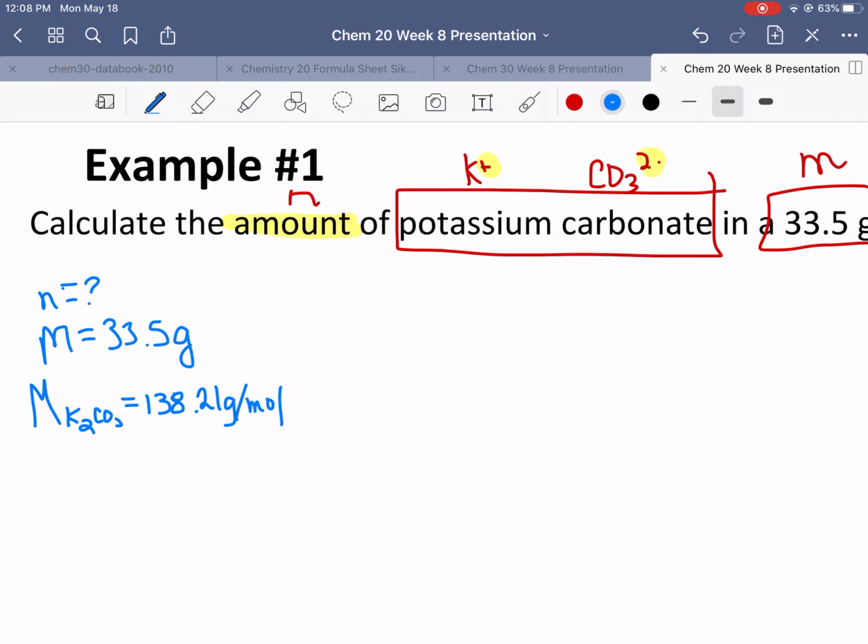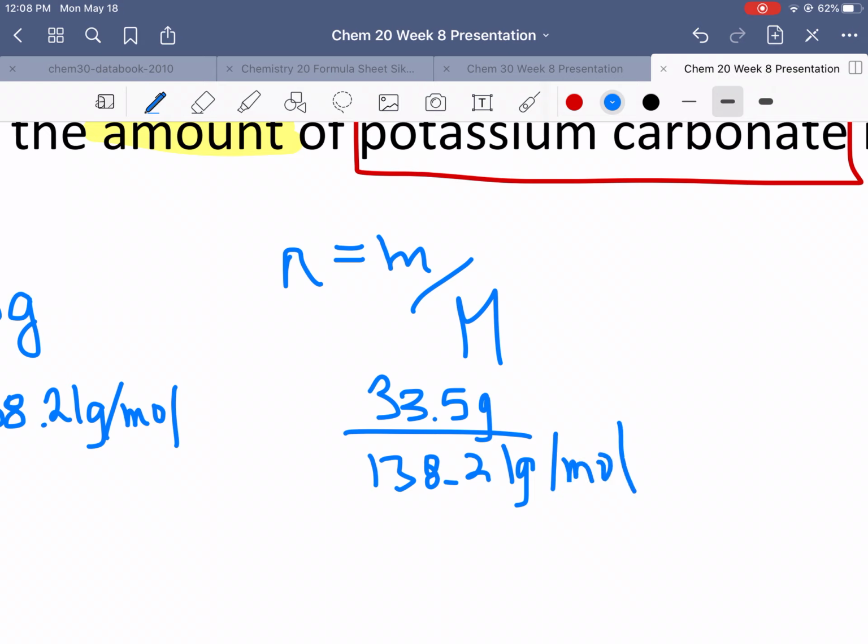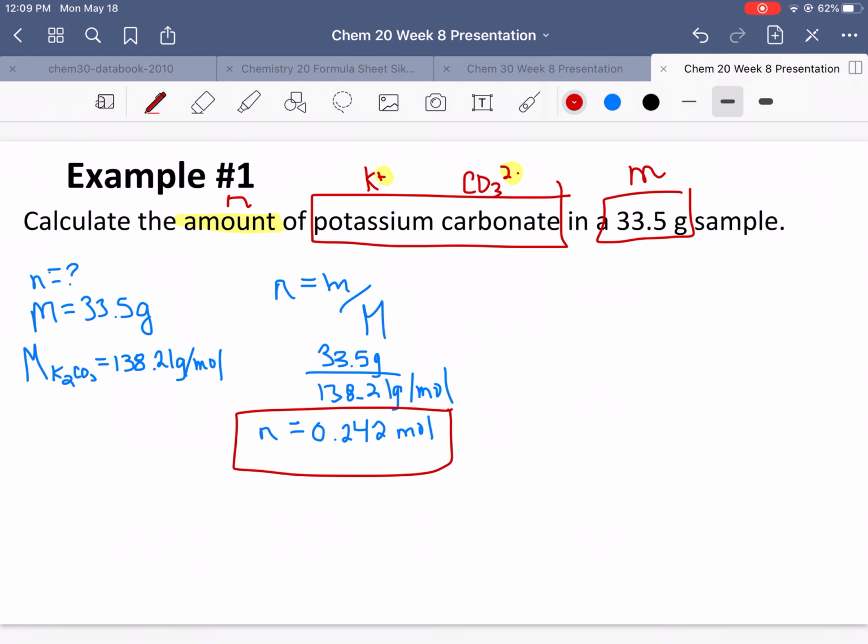N is equal to the number of moles, right? The amount, mass over molar mass. Some of you are still lazy when it comes to units. Every single time I will take marks off. Quit being lazy. Put the units in. Are there exceptions? No. Put the units in all the time. All right. 33.5 grams is what we started with. That's going to dictate our sig digs. So we're going to have 3 significant digits, which gives us an amount of 0.242 moles. There it is. Review should feel familiar to you.